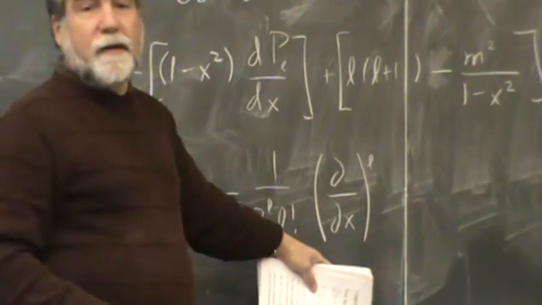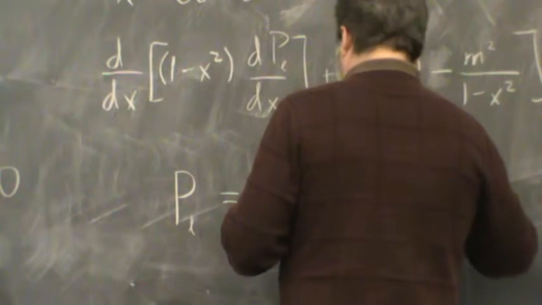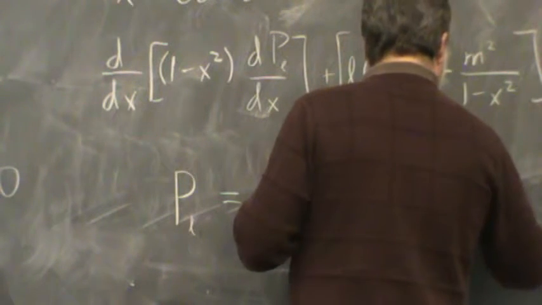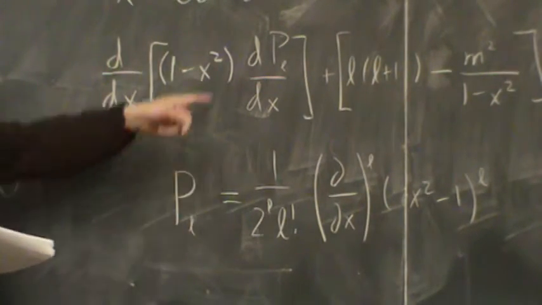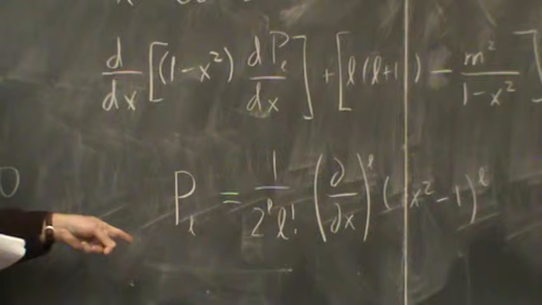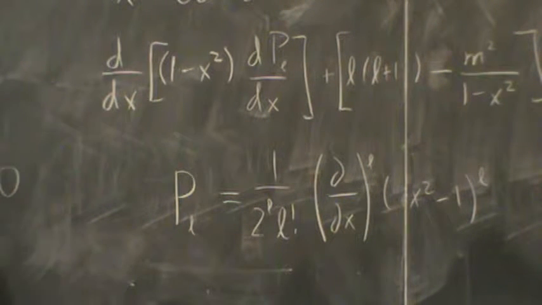This is the Lth derivative of x squared minus 1 to the L. So the polynomial P sub L that solves this equation can be generated from this relation here. And we actually want to know the first few.